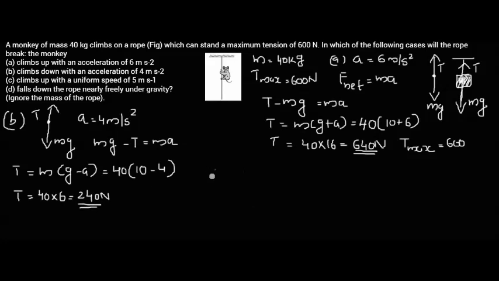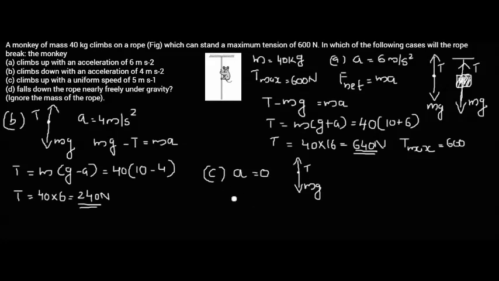Now the third situation, the monkey climbs up with a uniform speed of 5 meters per second. That is, here acceleration is equal to 0. It is moving with a uniform speed. Again, we have to draw the free body diagram. The mg is acting in the downward direction and the tension is acting in the upward direction.